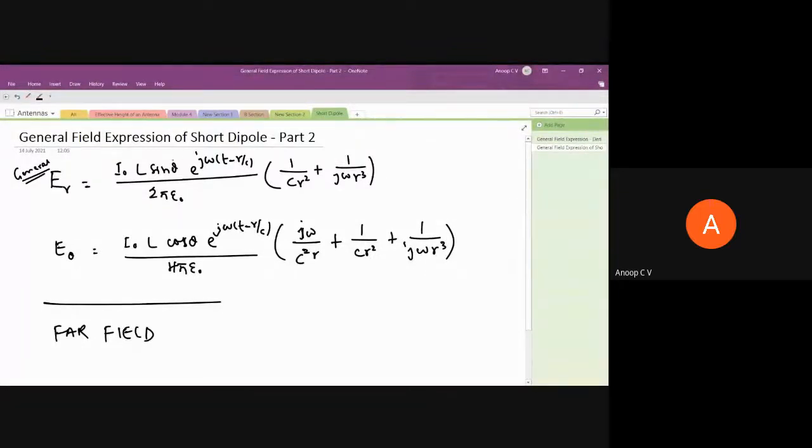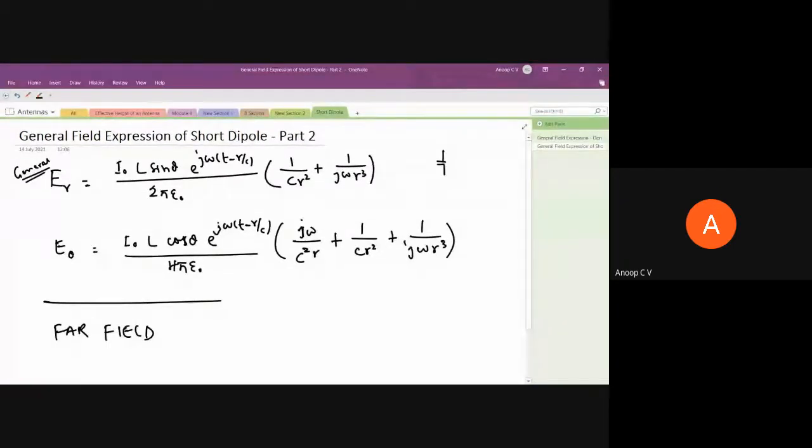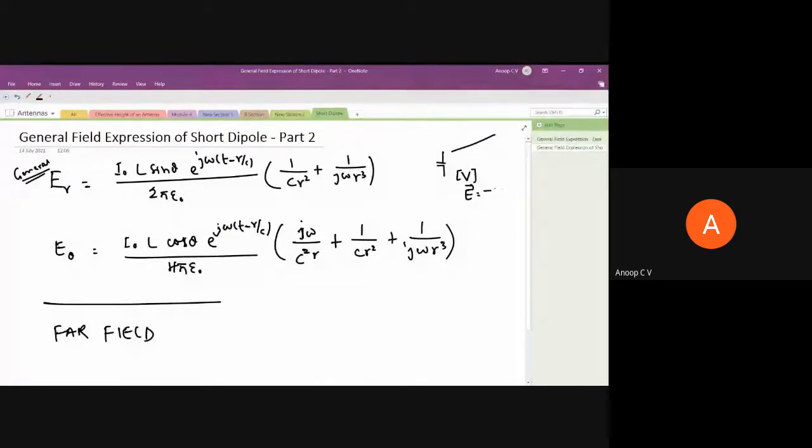So, we have been discussing the general field expression of a short electric dipole. For that, we placed our dipole along the z-axis with its center at the origin, and at some general point with coordinates r, theta, phi, we found the field expressions. And how did we find that? We found the scalar electric potential first, right? Of course, it is a retarded potential. Then we found the electric field vector as the negative gradient of the potential.